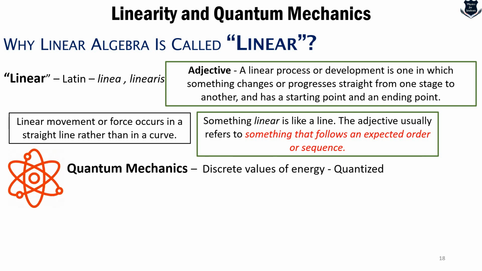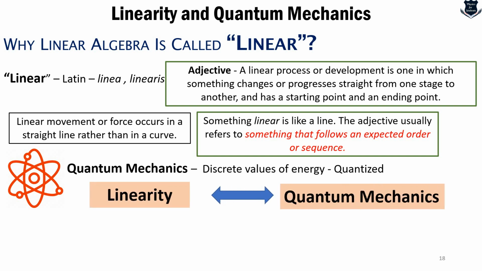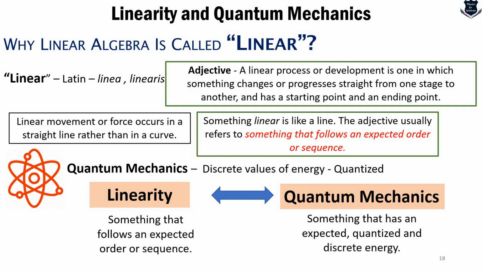Now, when we talk of quantum mechanics, remember that we just defined quantum mechanics as having discrete values of energy, isn't it? Classical physics can have any value, but quantum mechanics has discrete values. That means it is quantized. And that actually justifies why linearity and quantum mechanics are related to each other. Why? Because linearity is an expected sequence, a starting and an ending point, a line which goes from one stage to another. And indeed, quantum mechanics resembles that, because it has an expected, quantized and discrete energy. So that is something amazing.